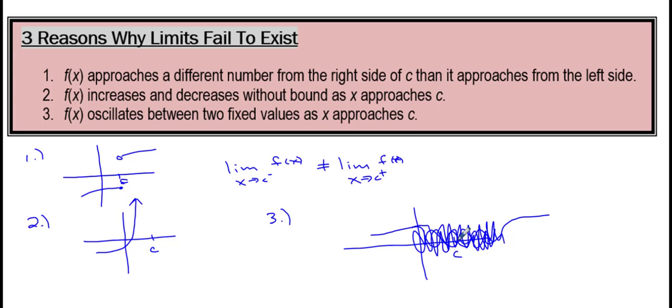Yeah. Like as you zoom in closer and closer to that C value, it continues. Just like it did in that previous graph, it just keeps going and going and going. Later on, we'll learn another way why a limit would not exist, when x goes to infinity. It's a different type of oscillation.